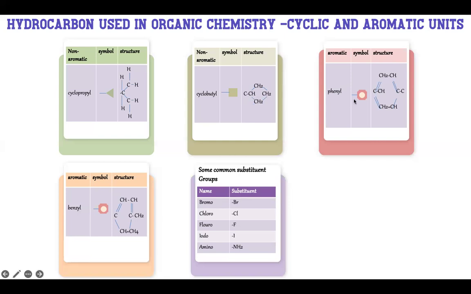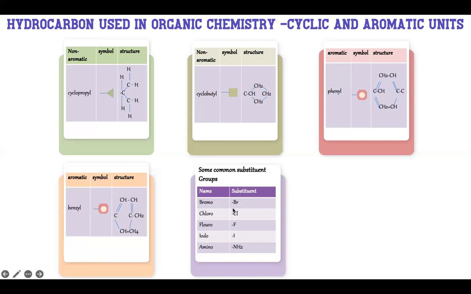And then we have the aromatic phenyl, where you have a circle in the symbol, and the way the molecular structure is organized is also similar to the symbol. And the same goes for the aromatic benzyl, where the symbol has a circle in the middle, and the molecular structure is also arranged in this pattern. And finally, we have some common substituent groups.